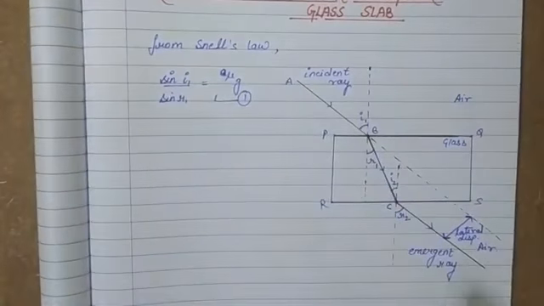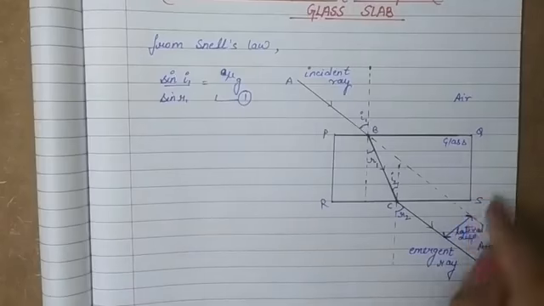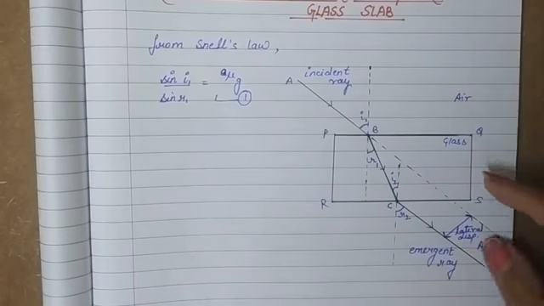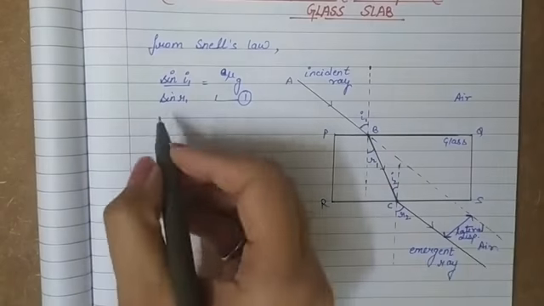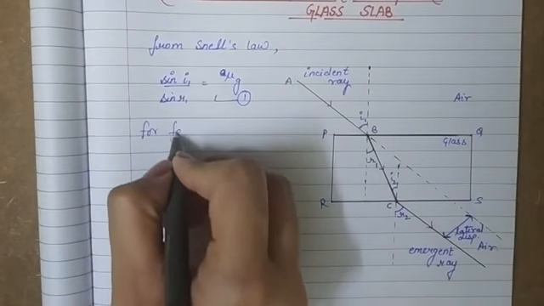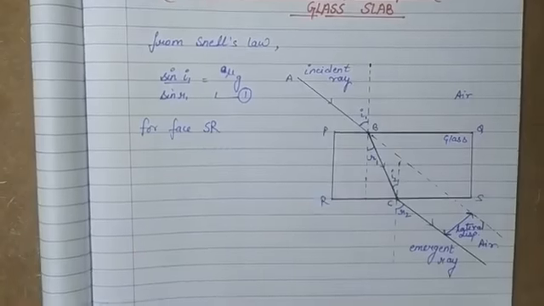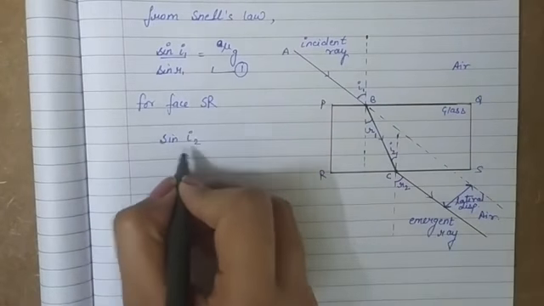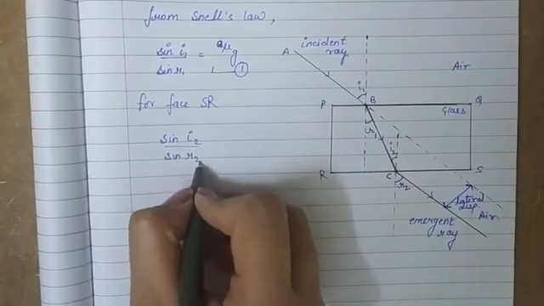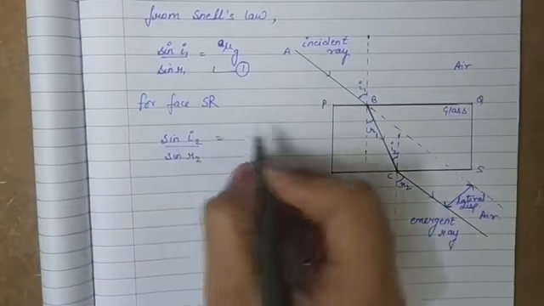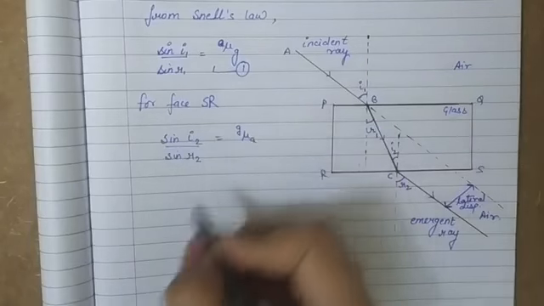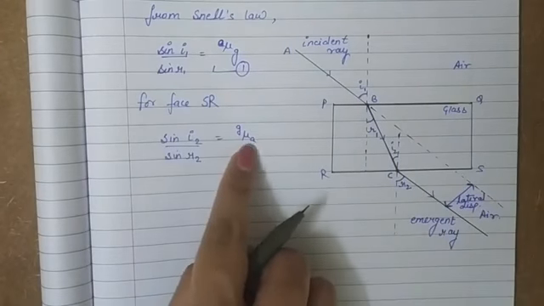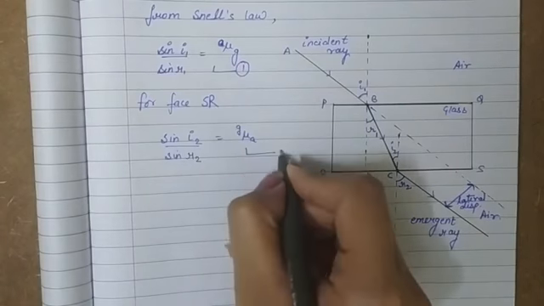Now for the second case, means for refraction at this face, for refraction at face SR, or for the glass-air system, means light rays moving from glass to air, or we can write it as for face SR or RS. So in this case, if we apply Snell's law, we get sine of I2, the angle of incidence, upon sine R2 is equal to G mu A. The value we get here is G mu A, because the second medium is air and the first medium is glass. So we are getting the refractive index of air with respect to glass. This is equation number 2.